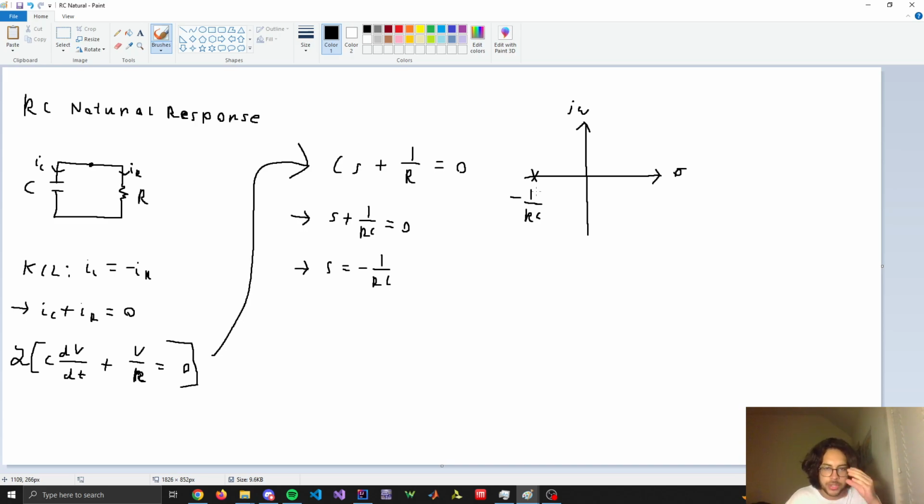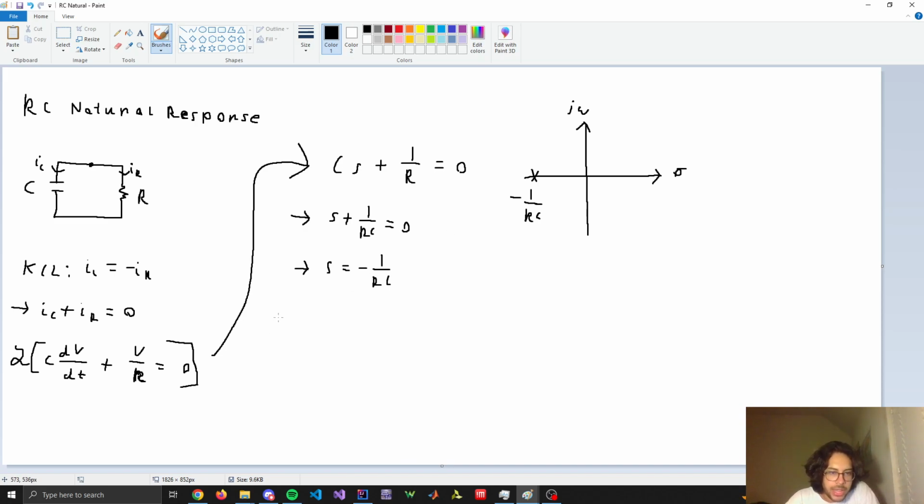So the pole of the circuit can tell you two things. It tells you the circuit's natural frequency, which is the frequency at which the circuit will oscillate without any driving force. So this circuit actually will oscillate, but not sinusoidally, only exponentially, because our pole is located on the real axis. An imaginary pole would lead to sinusoidal oscillation, but a purely real number in the s domain is only exponential movement.